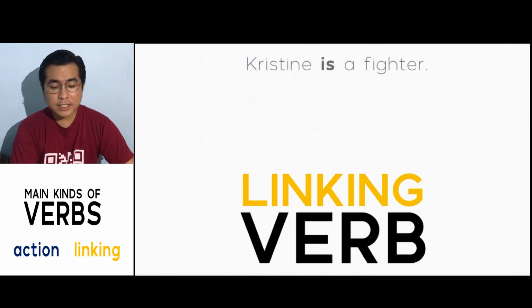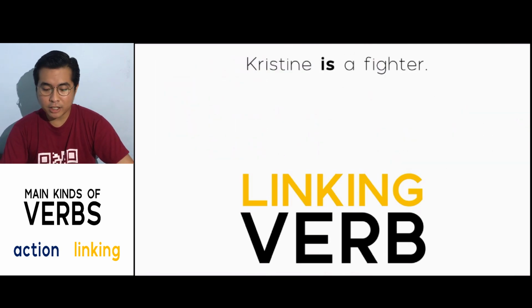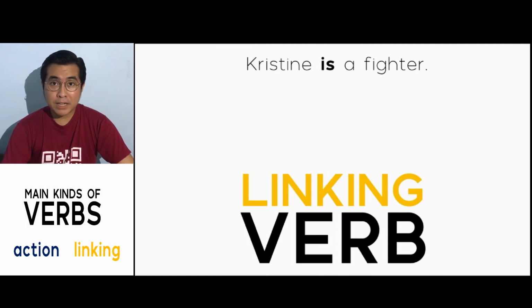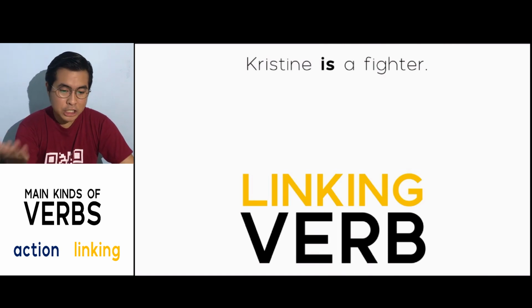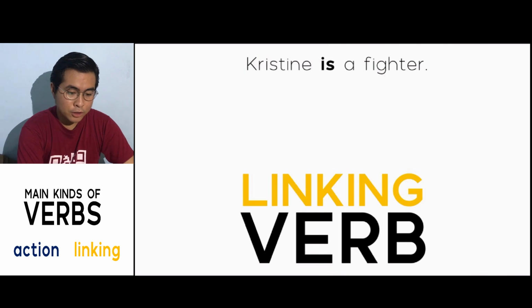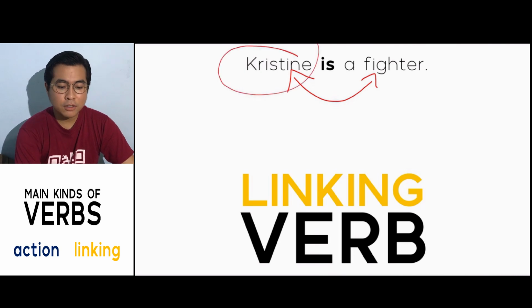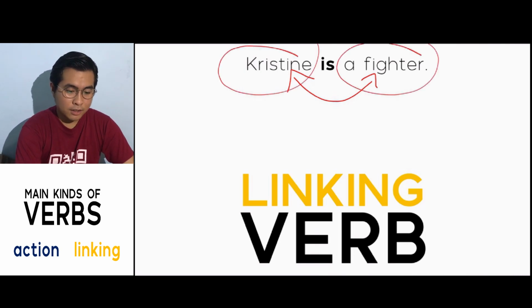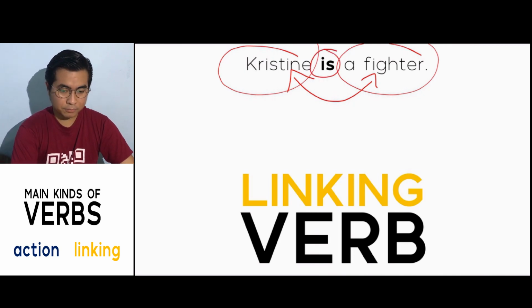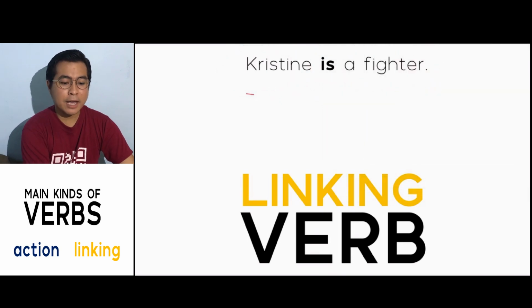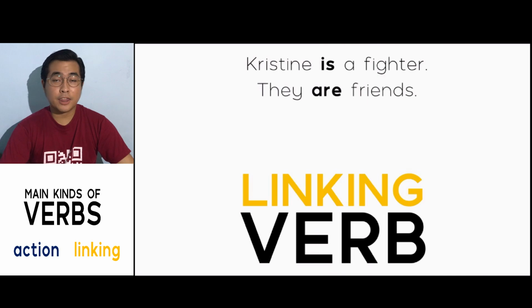Okay, so in these examples, like "Christine is a fighter," the be verb, or the linking verb, connects the first part of the sentence to other parts of the sentence, and in this case the subject and a complement. Usually your instructors, your teachers, will illustrate this using a double-headed arrow like that. The subject is connected to a complement, and then that is connected by a linking verb, is.